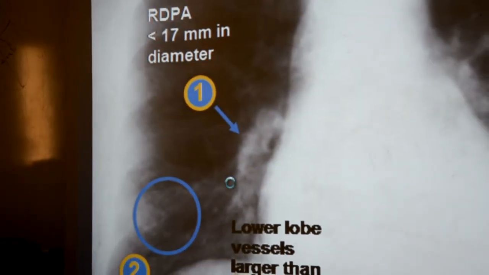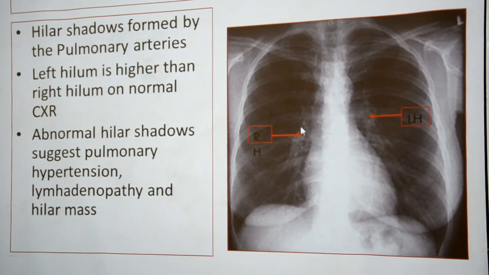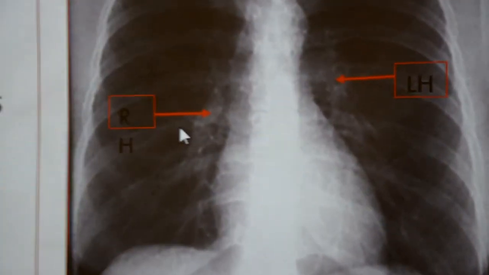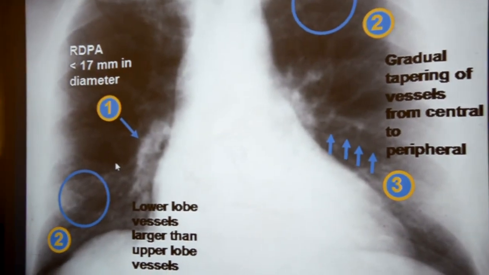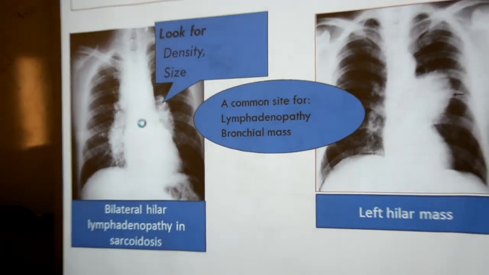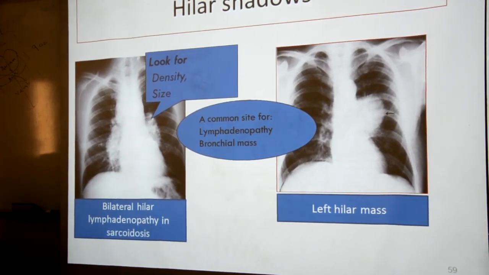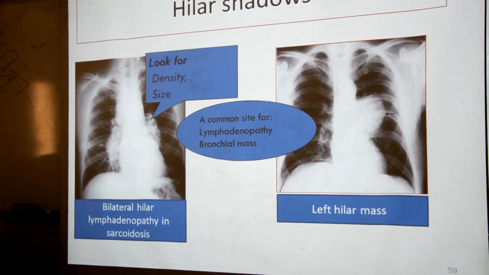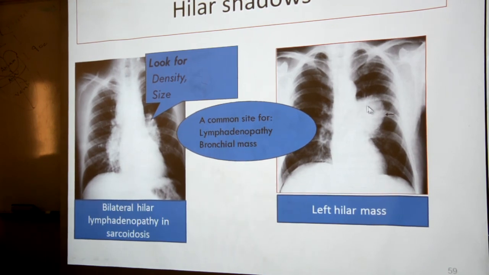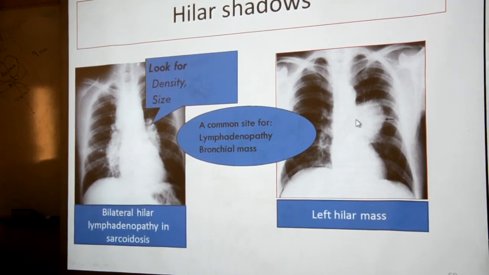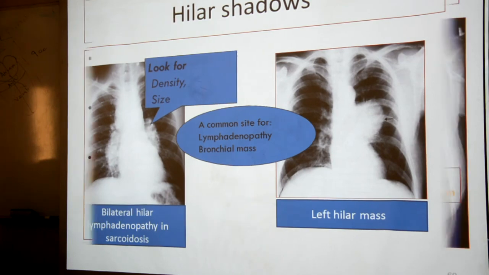Normally, the hilum is not convex or bulging because of the pulmonary respiration here. If they are bulging and more dense, it suggests the presence of nodes, commonly bilateral in sarcoidosis and tuberculosis, and maybe lateral, and could be due to metastasis. Sometimes there is a unilateral large shadow over the hilum, especially in chronic smokers, suggesting a central mass over the hilum. These are the normal positions of the hilum and the abnormal hilum.